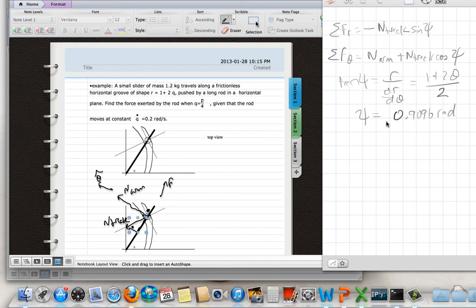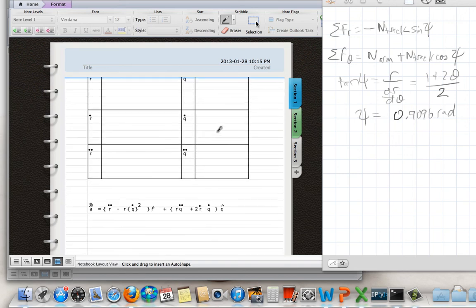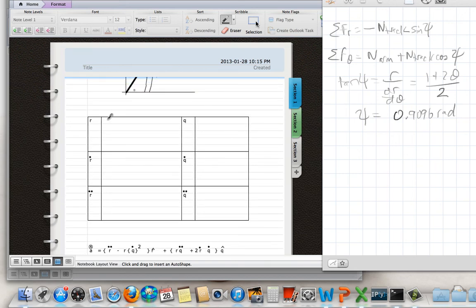So now it's time to do our kinematics. So we know that the r is 1 plus 2 theta. So d dt of that is just going to be 2 times the d dt of theta, which is just 2 theta dot. And we're told in the problem that theta dot is a constant, 0.2, and doesn't change. So 2 times theta dot is just 0.4, and that never changes. So r double dot is 0, and theta double dot is also 0.